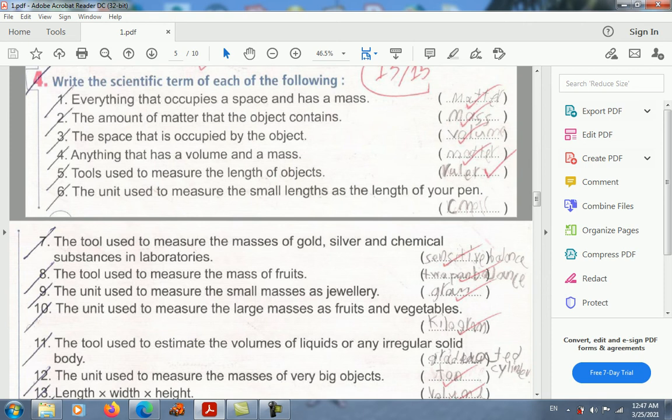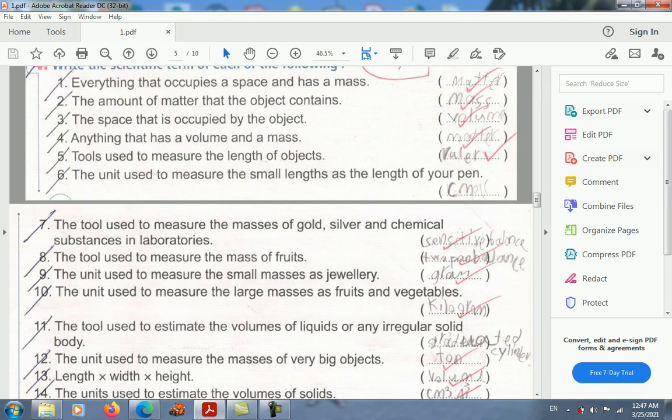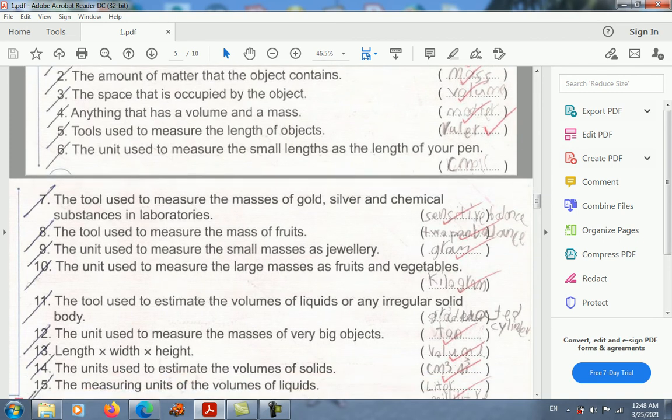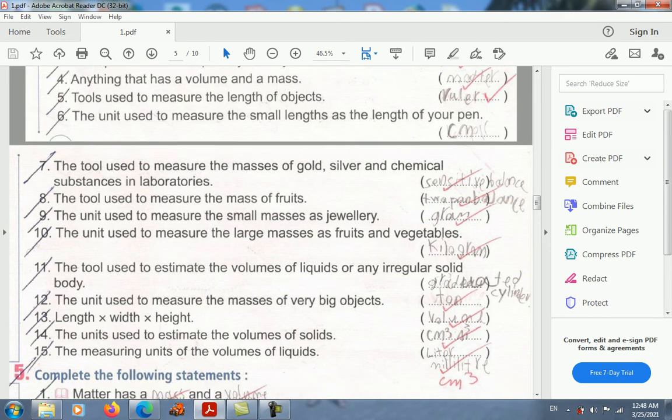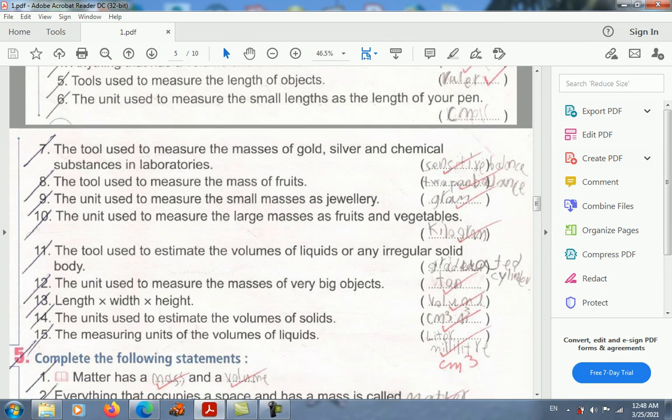4. Write the scientific term of each of the following. 1. Everything that occupies a space and has a mass. It's a matter. 2. The amount of matter that the object contains. It's mass. 3. The space that's occupied by the object. Volume. 4. Anything that has a volume and a mass. Matter. 5. Tools used to measure the length of objects. Ruler.